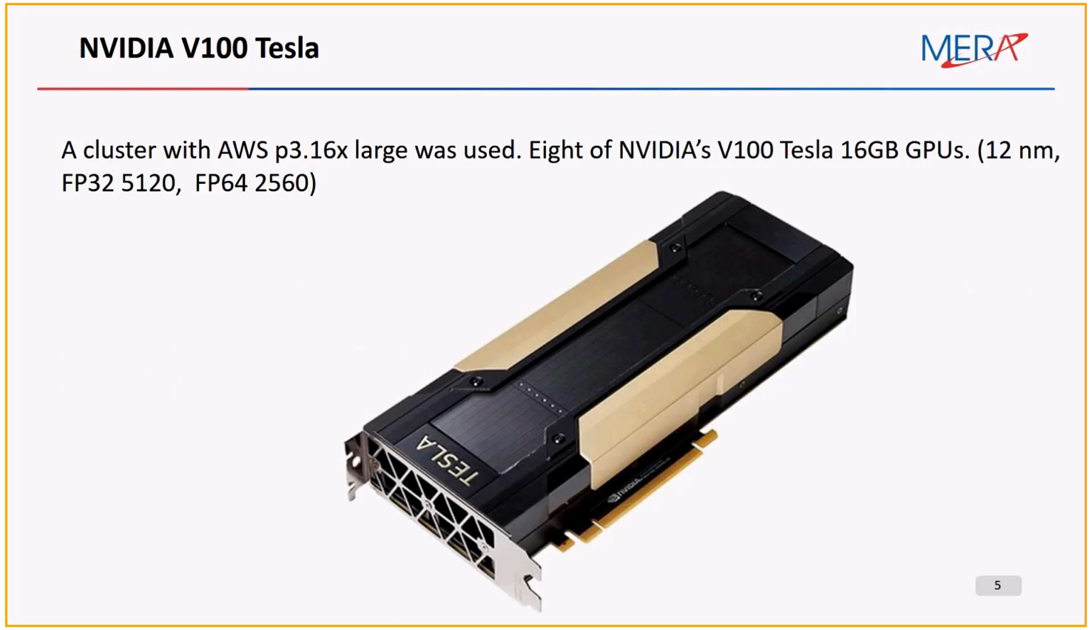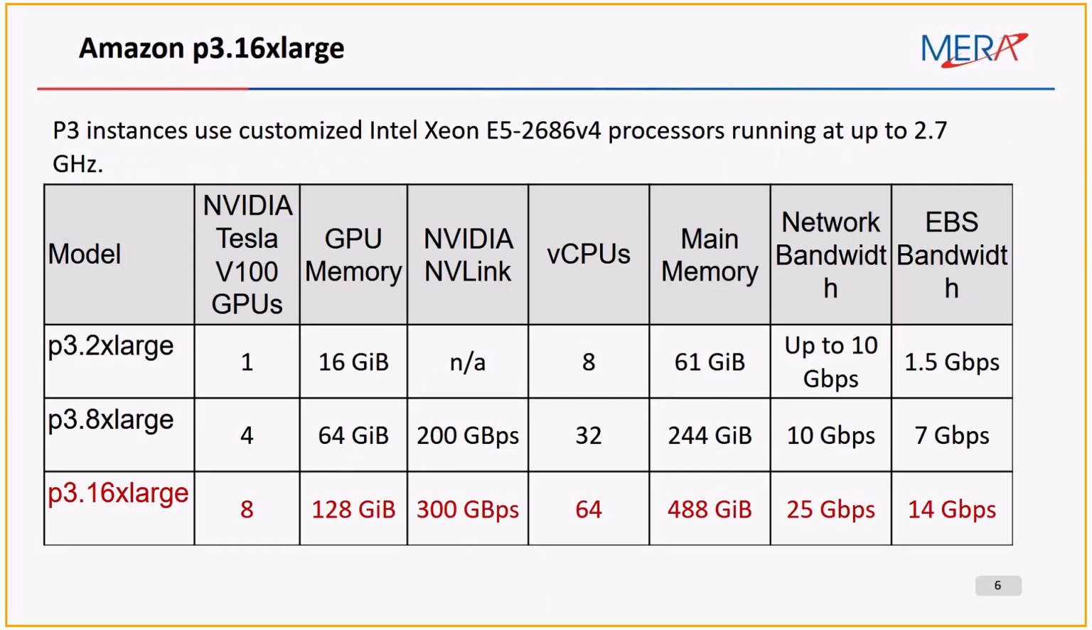This cluster contains 8 NVIDIA Tesla V100 GPUs, and every GPU has 16 gigabytes. The parameters of the GPU: it's 12 nanometer technology, the FP32 performance index is 5100, and the FP64 performance is 2500. Amazon provides a lot of clusters with different performance and different hardware equipment. All these clusters are based on Intel Xeon E5 CPUs that can run up to 2.7 gigahertz.